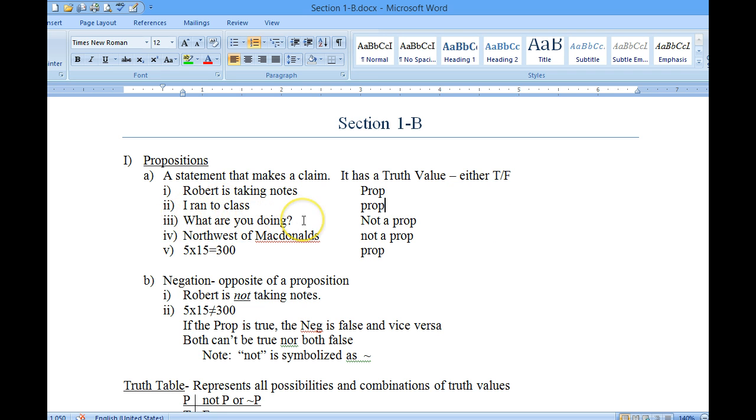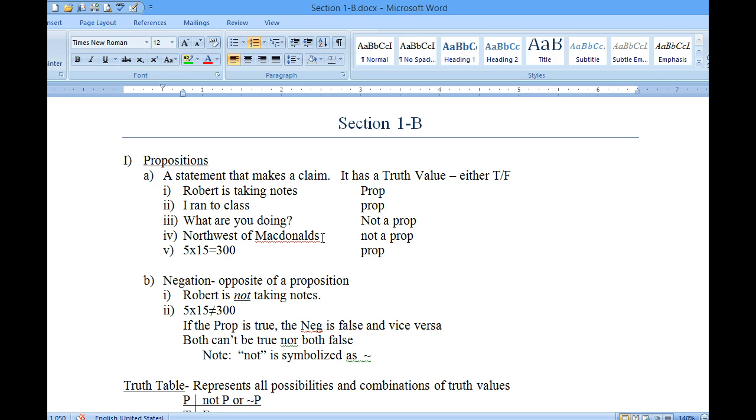What are you doing? For the third example, this doesn't have a truth value, it's a question, so this is not a proposition. If you hear northwest of McDonald's, well, first of all, this is an incomplete sentence, so we don't know what's northwest of McDonald's. So to our knowledge, there is no truth value, and therefore it is not a proposition.